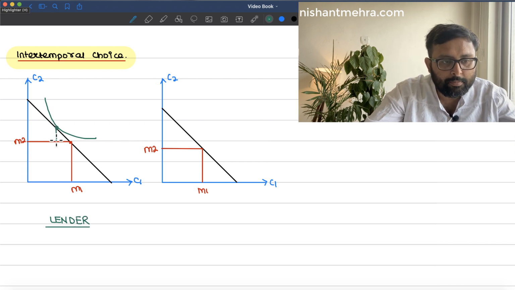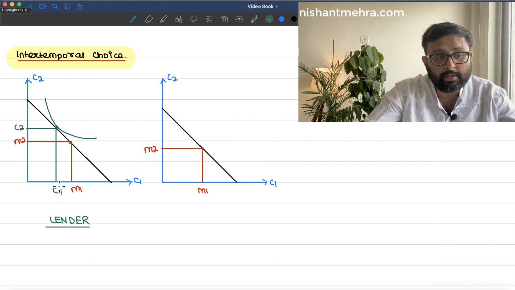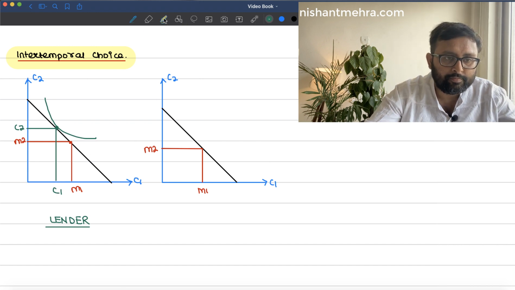So my equilibrium lies here, right? So C1 is here, C2 is here. So I'm consuming less today as compared to tomorrow, right? So it means that I am a lender out here.